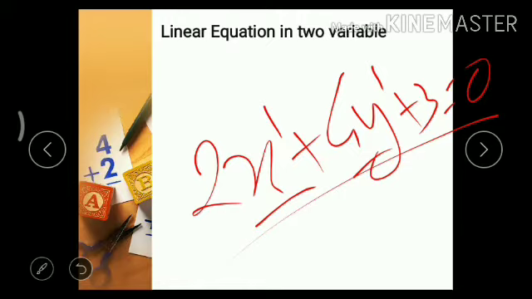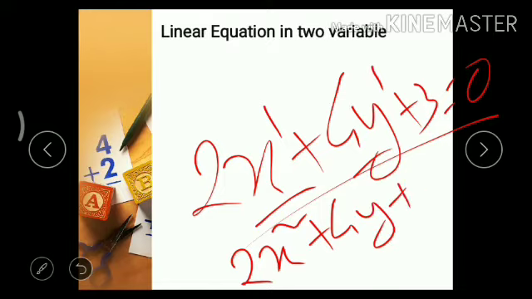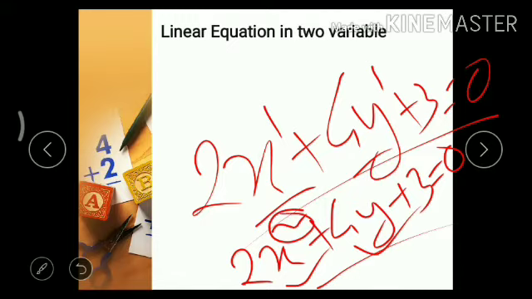If I write 2x square plus 4y plus 3 equal to 0, here also we have two variables. But is this a linear equation? The highest power of the variable here is 2, and the other has 1. So the highest power of the variable is 2, so this is not a linear equation. This is the only linear equation, because the highest power is 1. So let's proceed further.